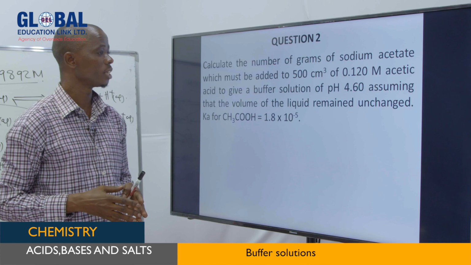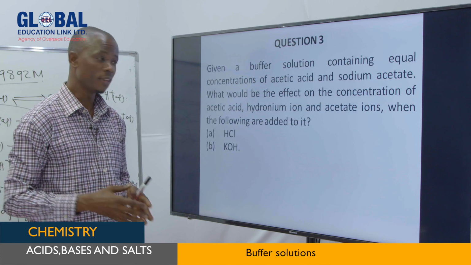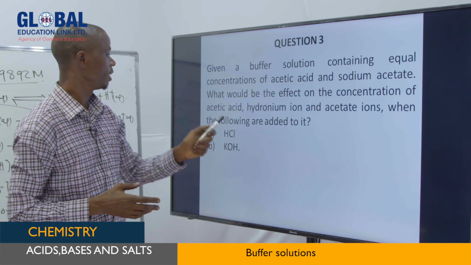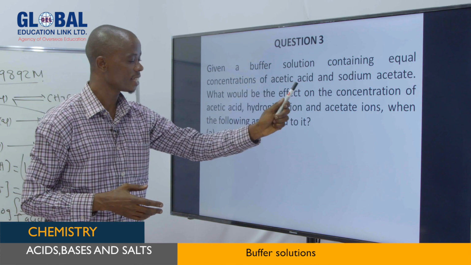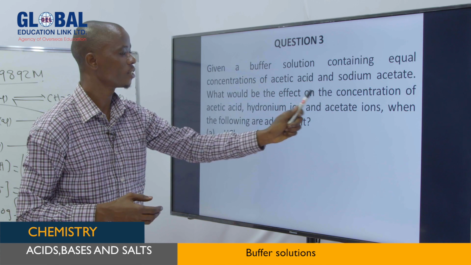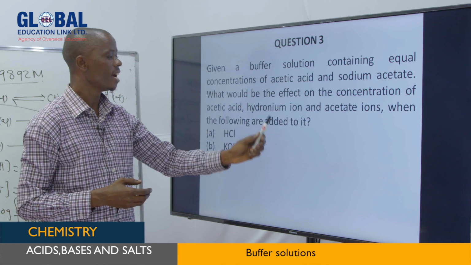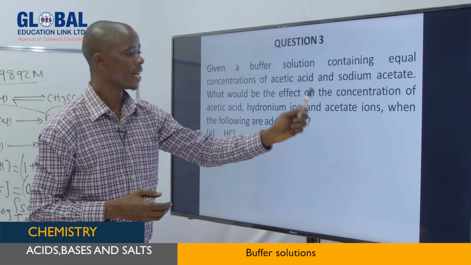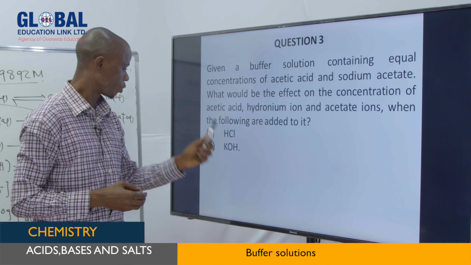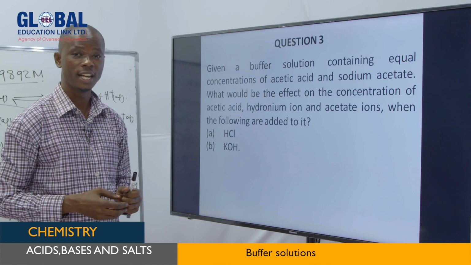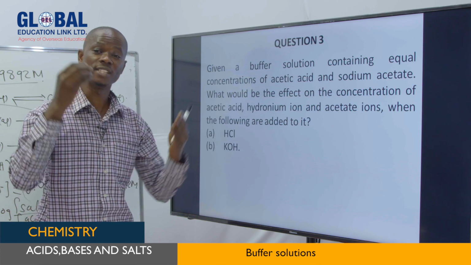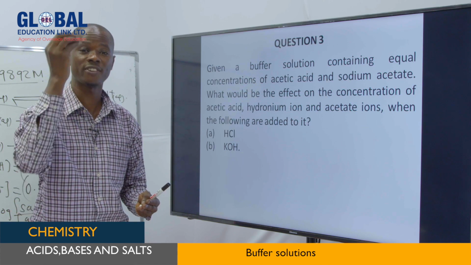Now, let's see question number 3. This is another form in which a question might come. Given a buffer solution containing equal concentrations of acetic acid and sodium acetate, what would be the effect on the concentration of acetic acid, hydronium ion, and acetate ion when the following are added to it: hydrochloric acid and potassium hydroxide? This question is also very simple. Why? Because we have discussed the mechanism of the acidic buffer solution.